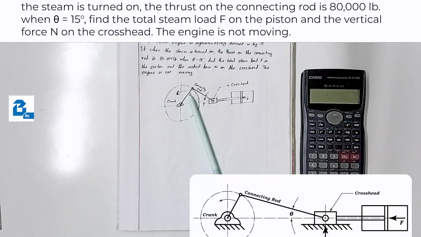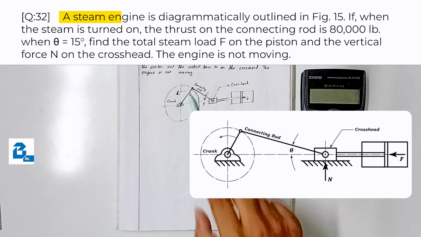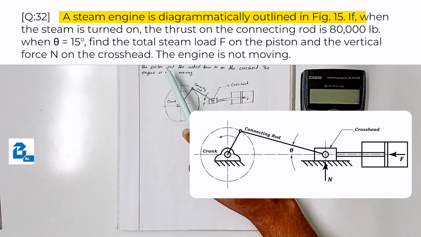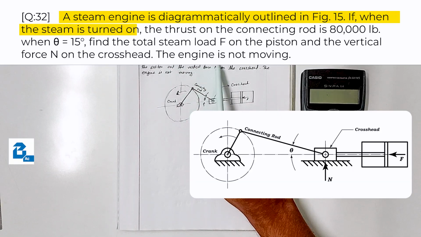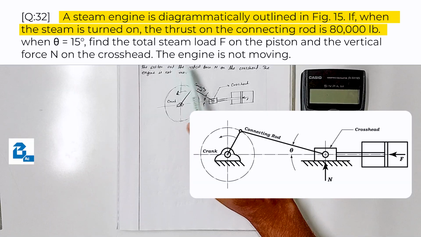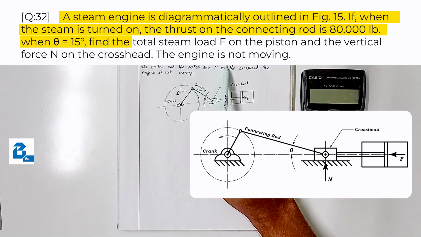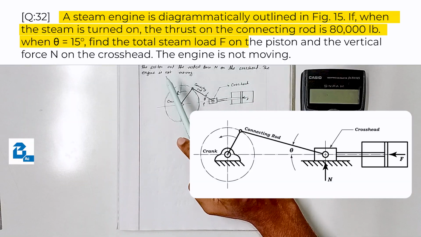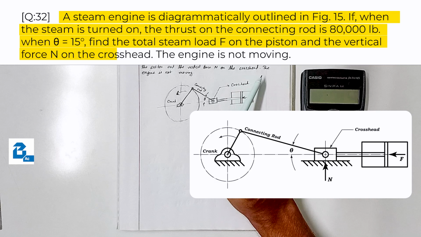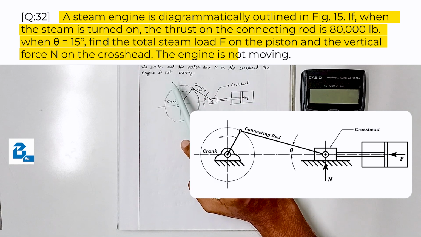Here the problem states: a steam engine is diagrammatically outlined in figure 15. If, when the steam is turned on, the thrust on the connecting rod is 80,000 pound when theta equals 15 degree, find the total steam load F on the piston and the vertical force N on the crosshead. The engine is not moving.